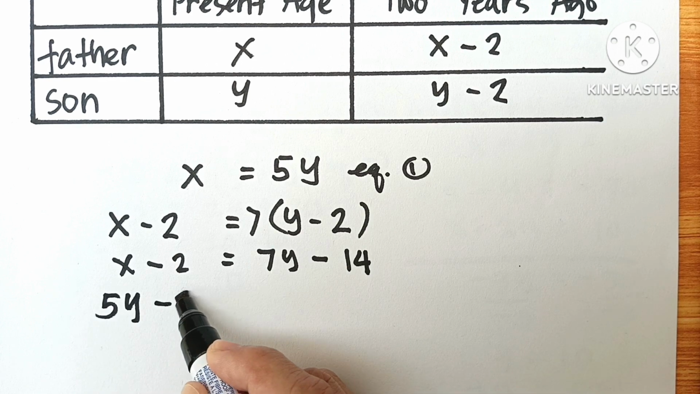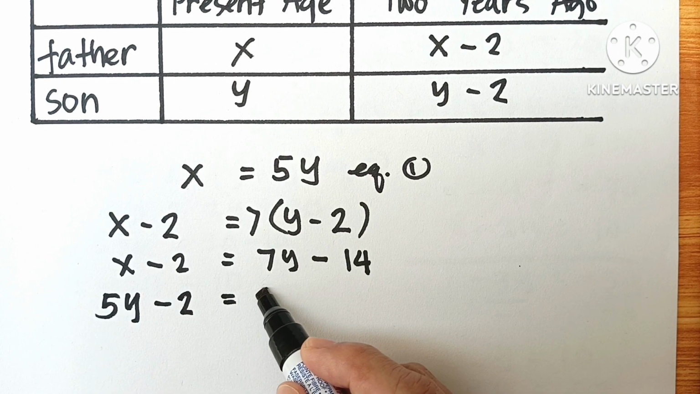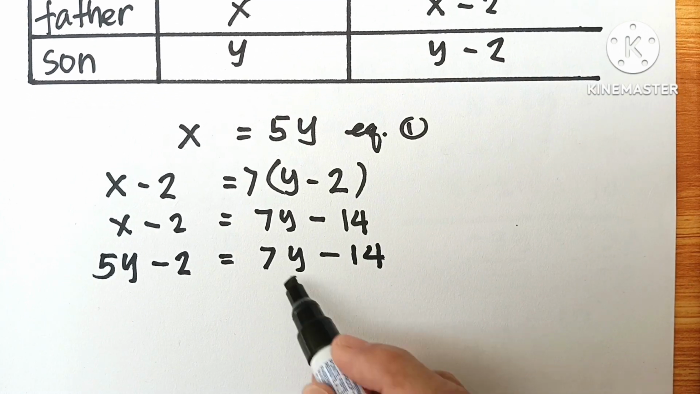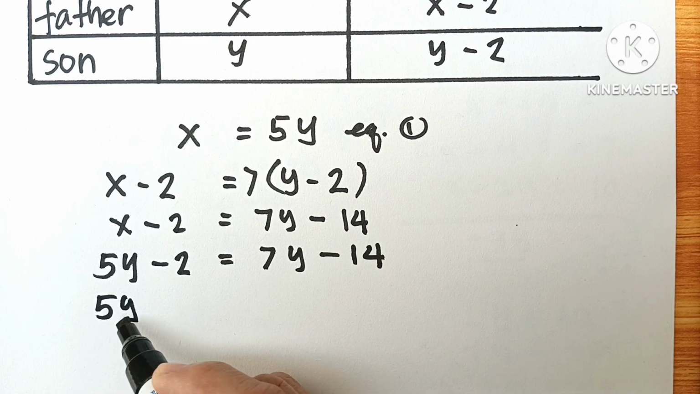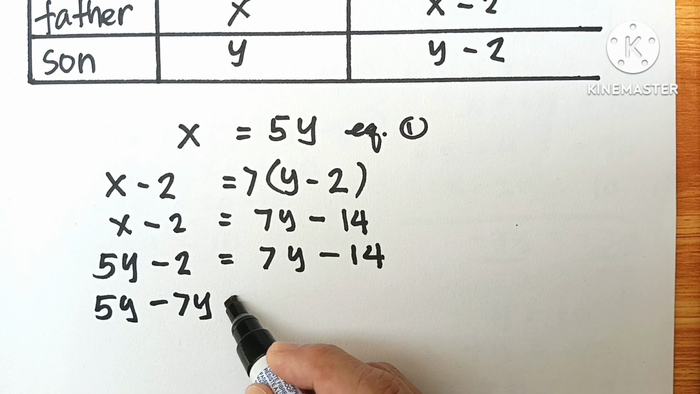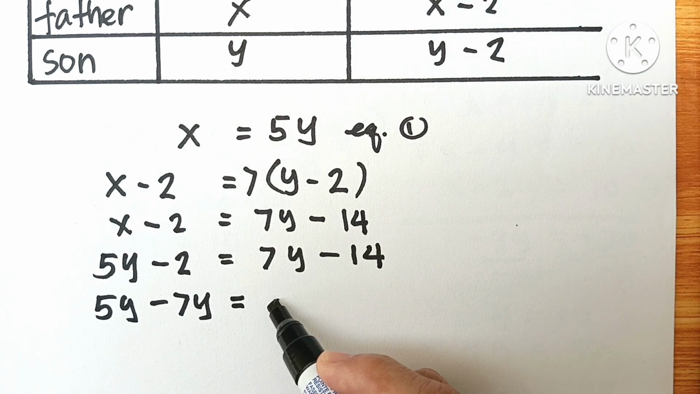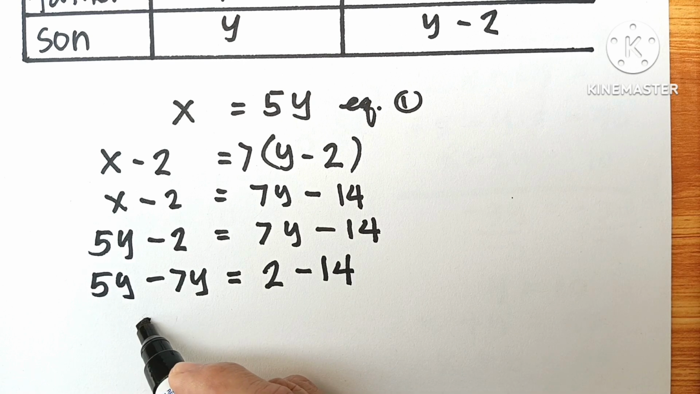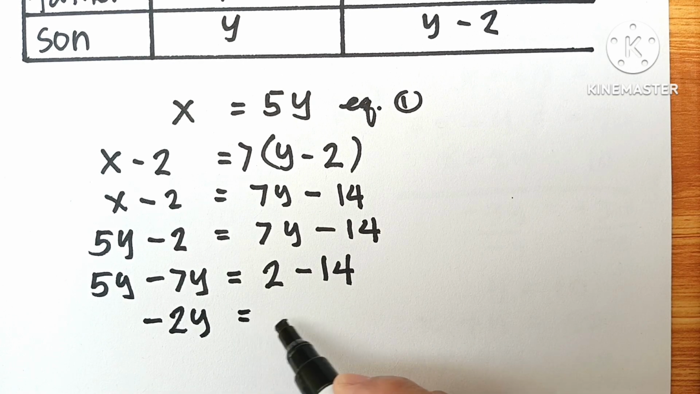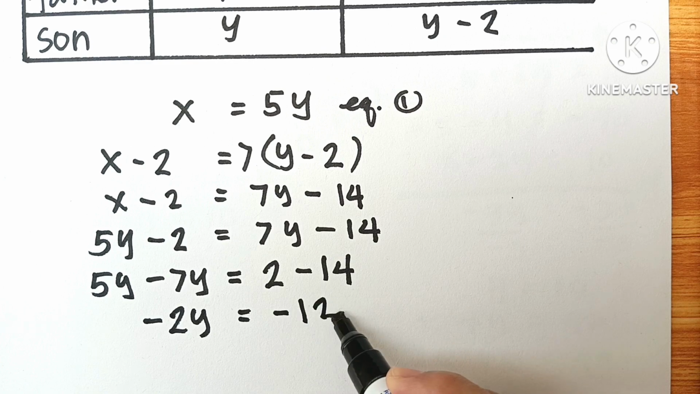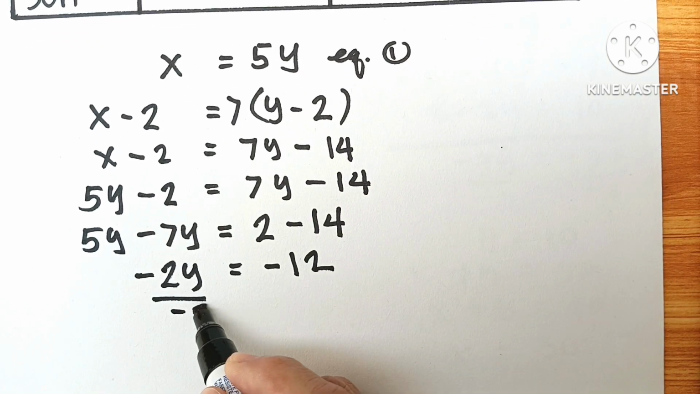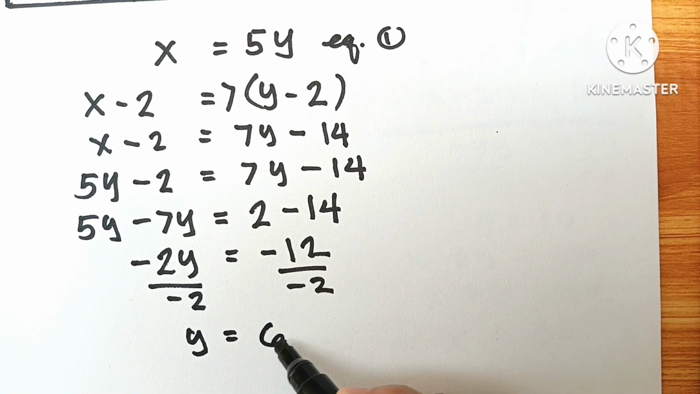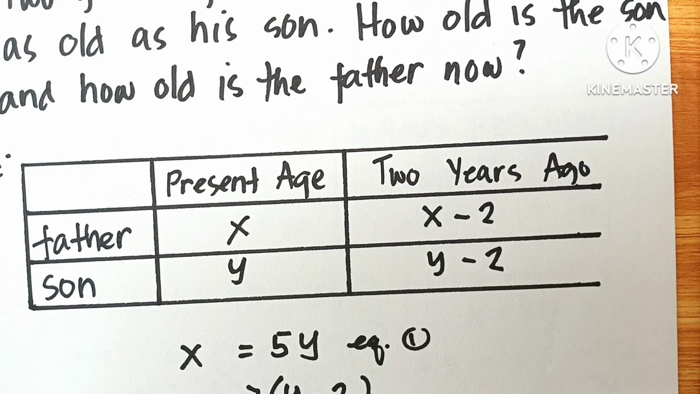So let us substitute 5y to x. So we have 5y minus 2 equals 7y minus 14. Now transpose 7y to the other side. We get 5y minus 7y equals transpose 2 minus 14. Now 5y minus 7y is negative 2y. 2 minus 14 is negative 12. Then we divide both sides by negative 2. So we get y is equal to 6. So that is the age of the son.